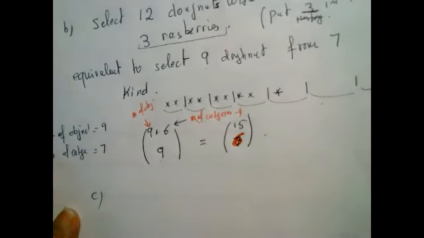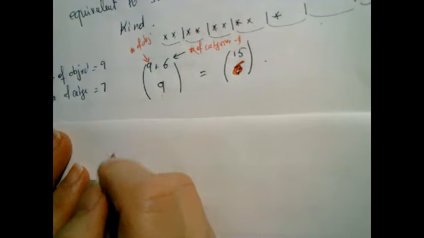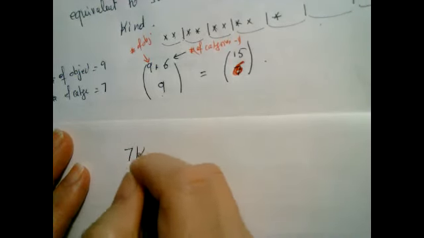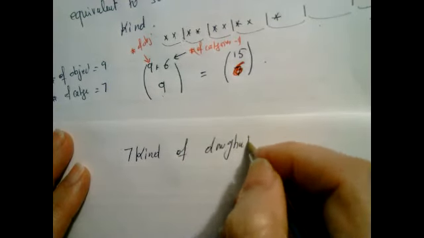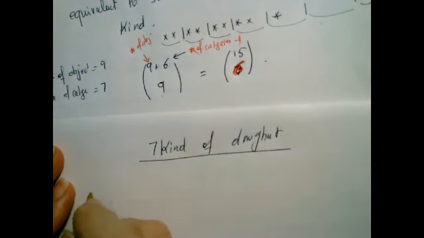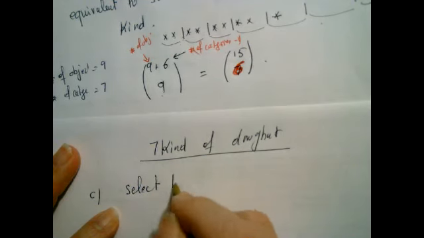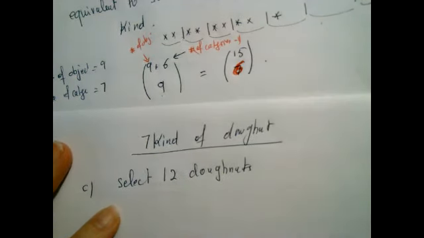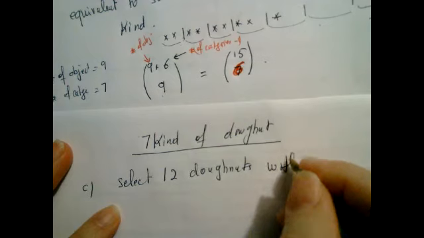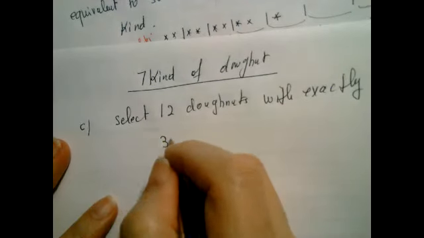So suppose it's the same picture. I'll start a new page, but it's the same problem. So we have 7 kinds of donut. So that's the picture. This is the number of donuts, so you can keep track, a different category. And now my question is, in how many ways can we select 12 donuts with exactly 3 raspberry?